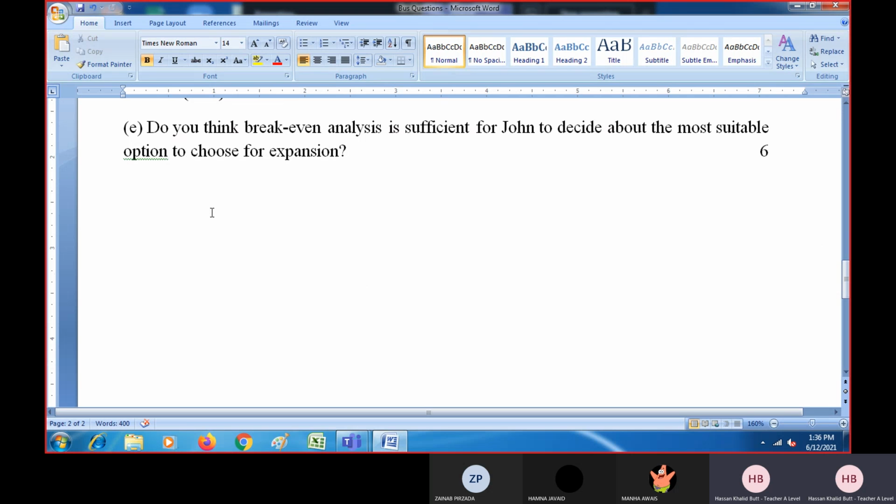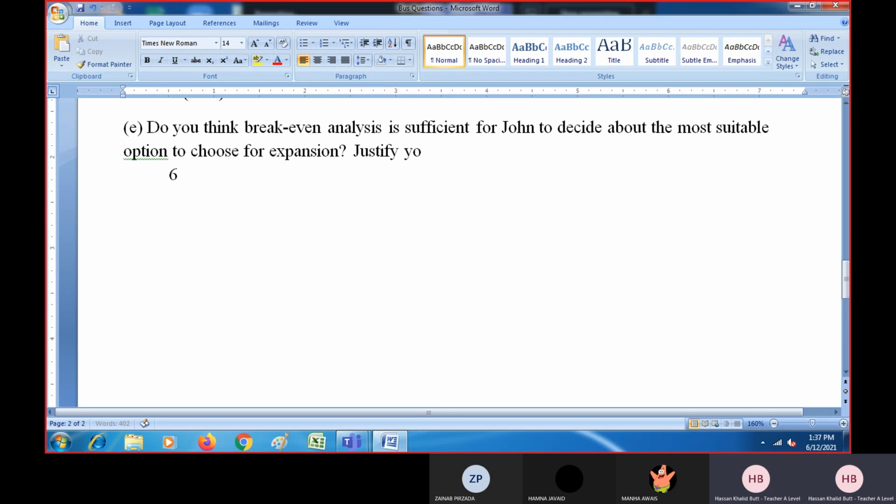Now you see, the question is: do you think break-even analysis is sufficient for John to decide about the most suitable option to choose for expansion? Now this is the question, so we need to answer that as well. This is a different question. It's of 6 marks, but it starts from this phrase: do you think? Okay, and let me write one thing. The question says, do you think break-even analysis is sufficient for John to decide about the most suitable option to choose for expansion? And I am writing something else as well.